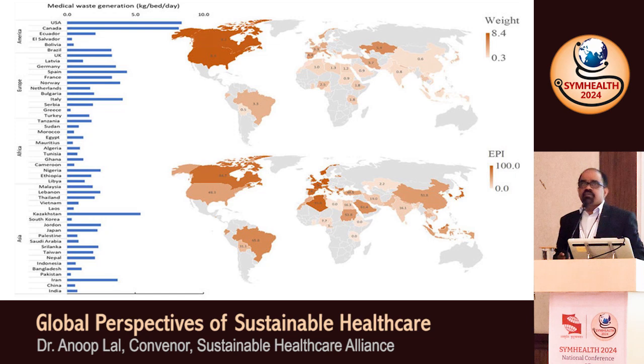This is the per capita, the per bed hospital waste generation globally, compared between the countries. You see on top is USA and Canada. Their per bed hospital waste generation is close to 10, somewhere in the region of 8 to 9. And in India, if you look at the bottommost bar, you see India, which is around 0.5 kg.